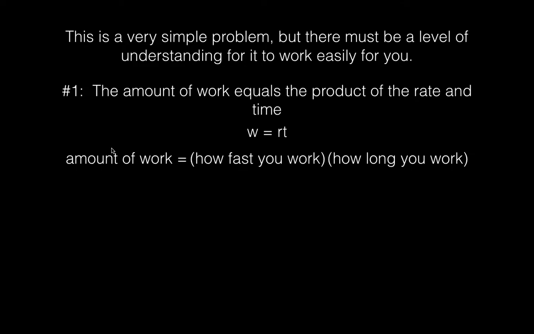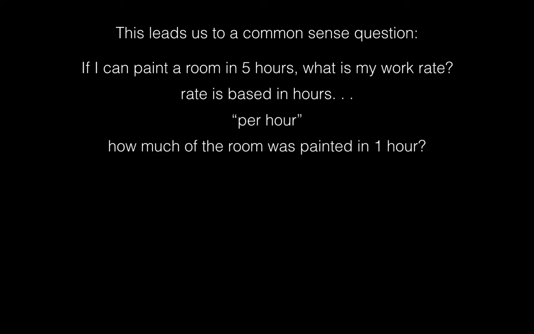And so W equals RT, which is also like distance equals rate times time, is a formula that you don't use a lot, but on occasion it pops up and you need to understand how to use it. It leads us to a common sense question. If I can paint a room in 5 hours, what is my work rate? Well, work rate is based in hours, and you usually say per hour, which means your question is, how much of the room can I paint in 1 hour?